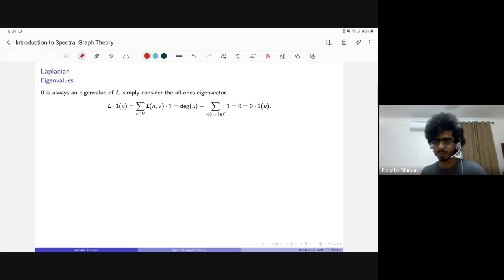Okay, so now I talked about eigenvectors, eigenvalues, and then I talked about a matrix. So it's natural for this talk to talk about the eigenvalues and eigenvectors of this matrix.